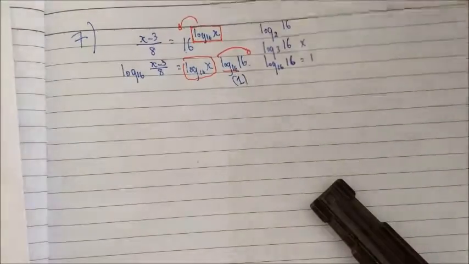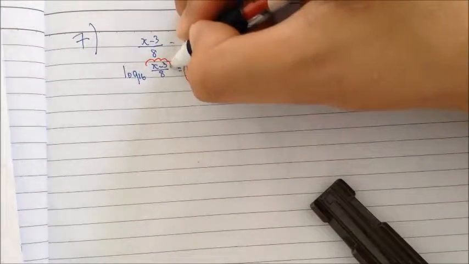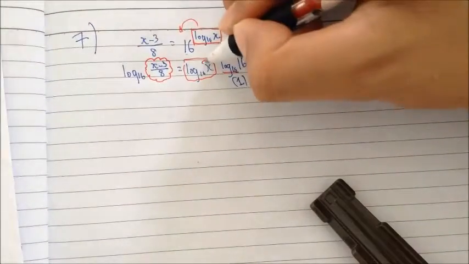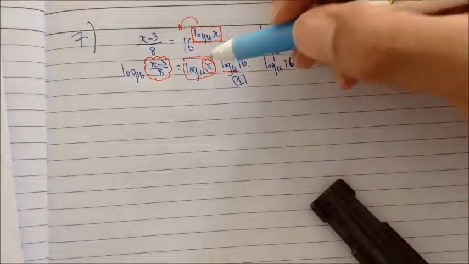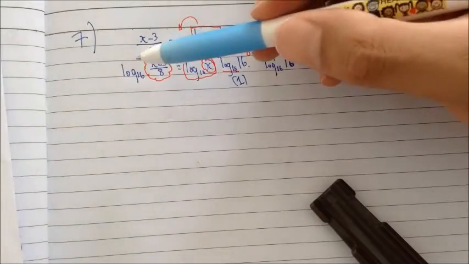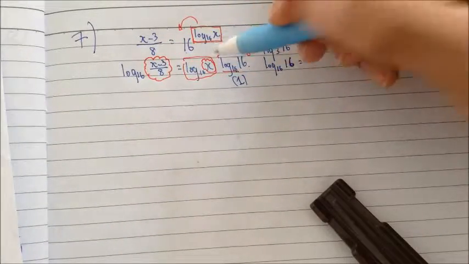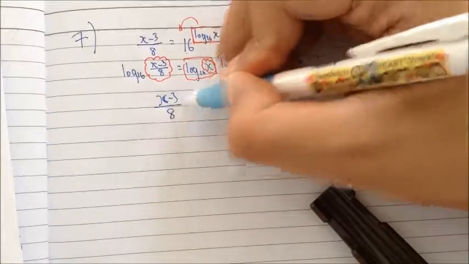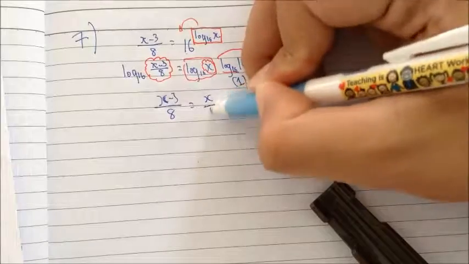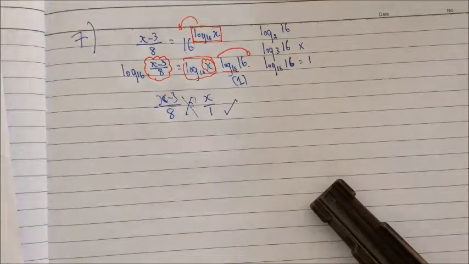What can you say about the inside? This inside and this inside are inside log base 16. What can you say about the two things? Log base 16 is the same as log base 16, so inside must be equal to inside. So x minus 3 over 8 equals x over 1. From here I can cross multiply, I can solve. Easy?